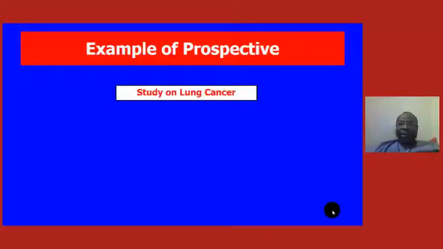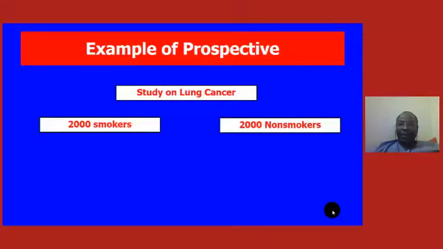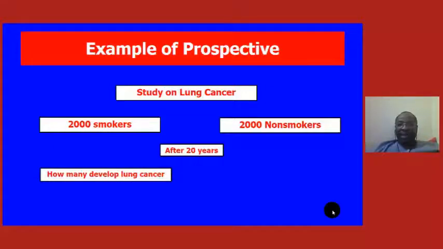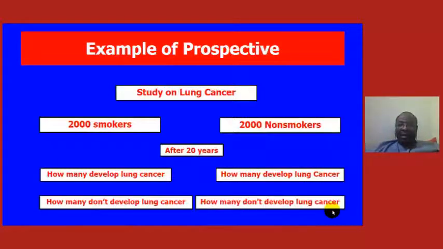Another example for studying lung cancer, but this time with a prospective design. We start with people with current smoking status and another group who are non-smoking, 2,000 in each group. After 20 years, we collect data about these two groups regarding the development of lung cancer. And then we do our statistical analysis.